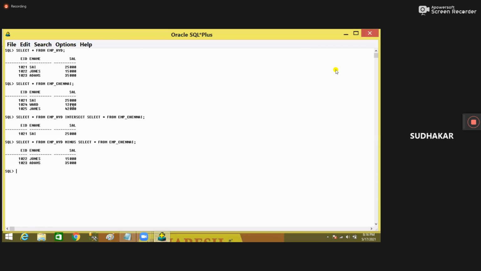Let's see. Jones and Adams were taken, but Sai was not displayed. Sai is also working in Hyderabad, but the problem is that Sai is not only working in Hyderabad, he was working in Chennai also. So he is a common employee working in both branches. But my requirement is that I want only Hyderabad location people. That's why I go for this minus, and the minus will be showing like this. So this is the minus operator.